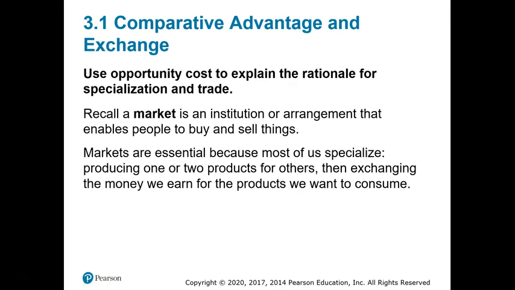So if we recall, a market is basically just an institution or an arrangement that enables people to buy and sell things. It's essential because most of us specialize in our talents. Whether we're producing one or two products for others, we can exchange that for money we earn, for other products that we don't do as well or that we actually consume. So this opportunity cost becomes something we can compare to see what's in our best interest.